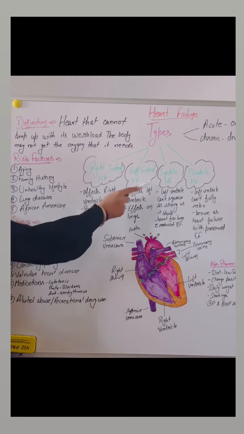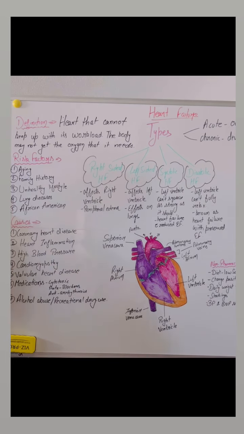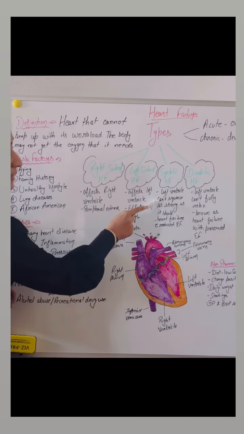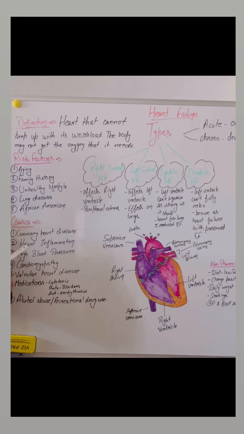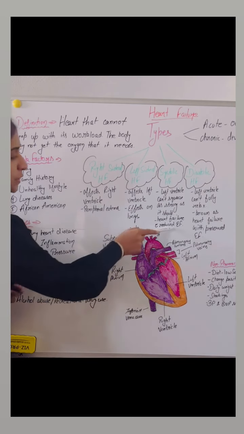So let's talk about the other two types of heart failure, the systolic and the diastolic. As you see, I have written the explanation here. The left ventricle cannot squeeze as strongly as it should. So what happens as a result of that? There is reduced ejection fraction.